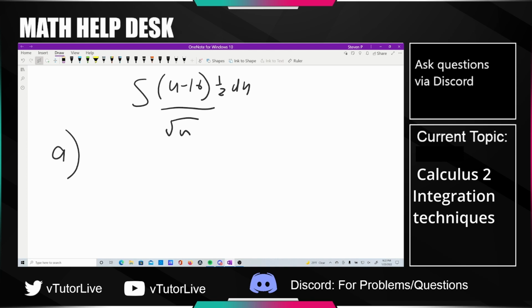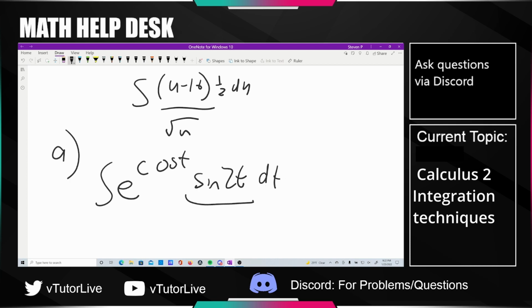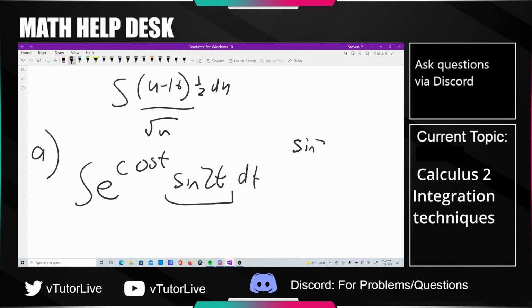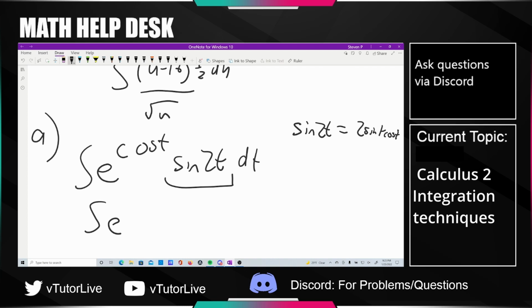Okie dokie. Next one we're looking at is also quite cute. e to the cosine t, sine of 2t. The first thing to remember is that there's a relevant trig identity here, with 2 sine t times cosine t. So if we just rewrite that, then the hope is that we either see a really good u-substitution or a really good integration by parts. So I'm going to put the 2 out in front of the integral.